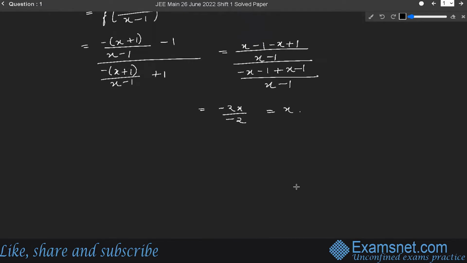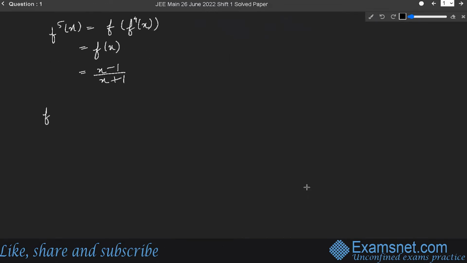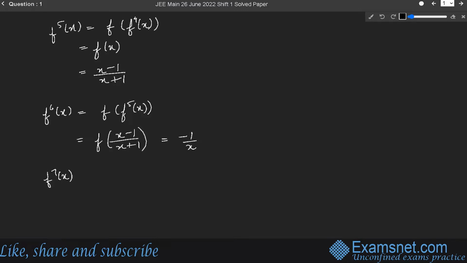Similarly, we can say that f of x power 5 will be equal to f of x power 4. So this will be equal to f of x, which is equal to (x minus 1) upon (x plus 1). And now we can calculate the value for the next term, which will be f of x power 6 is equal to f of x power 5. So this will be f of (x minus 1) upon (x plus 1). We know that this is equal to minus 1 upon x because we have already calculated this in the first part. Now, again, f of x power 7 will be equal to f of x power 6.